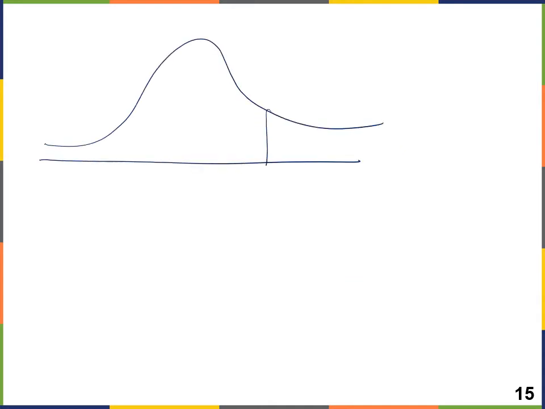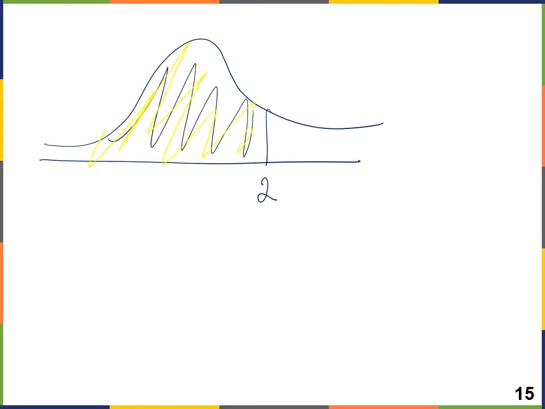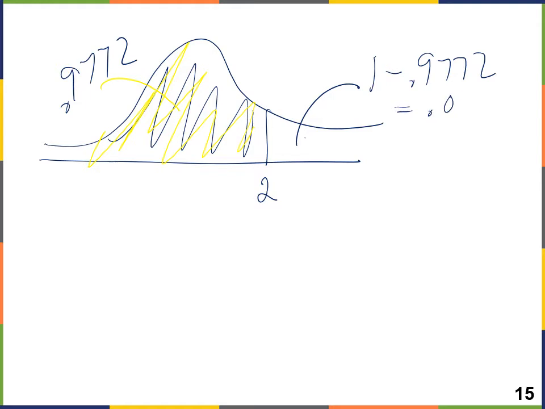0.9772. So if I have my bell curve, I have this z-score of 2 here. This area down here, which I shaded in as yellow just a few minutes ago, that table tells me that should be 0.9772. So this area here should be 1 minus 0.9772. In which case, what do we get? We get 0.0228.